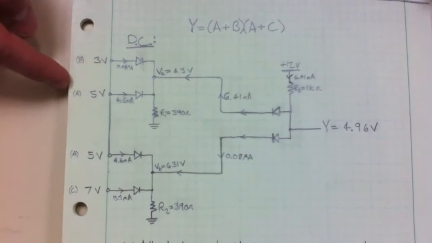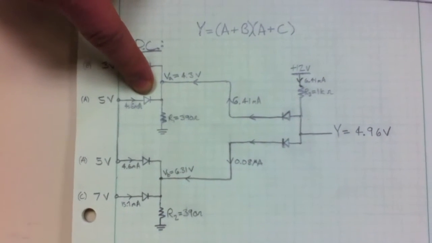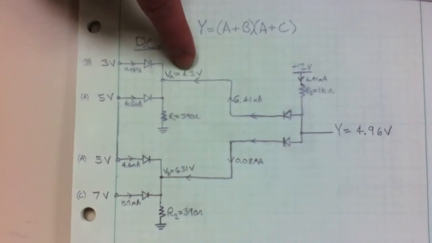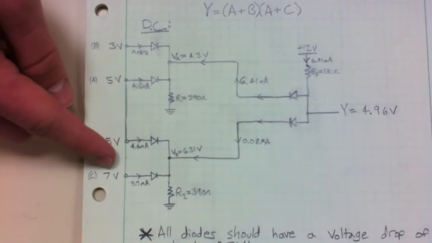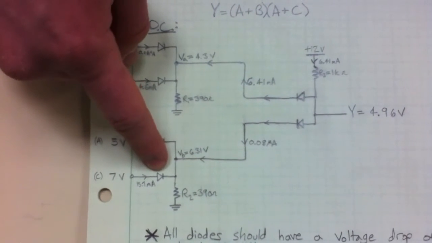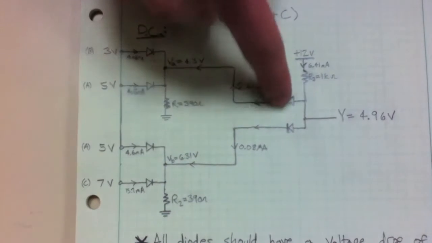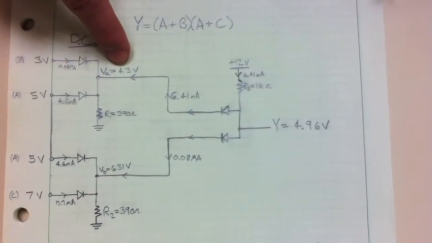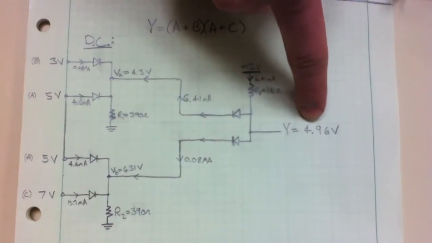So for these two, it takes the maximum, which is 5 volts, with a 0.7 voltage drop across the diode to give us roughly 4.3 volts. And for these two, the maximum is 7, and a 0.7 drop across the diode gives us roughly 6.3 volts. And then for this circuit, we've got a minimum of 4.3, so we should get an output of roughly 5 volts.